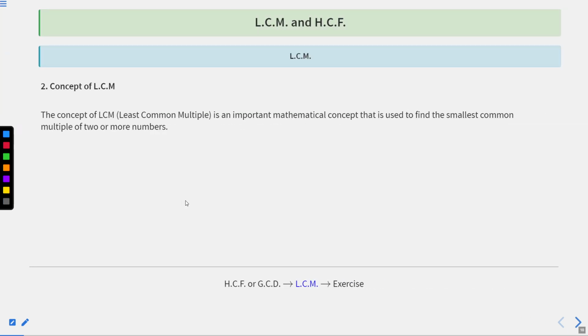So now let us see LCM. The concept of LCM, which is actually the least common multiple, is an important mathematical concept that is used to find the smallest common multiple of two or more numbers.